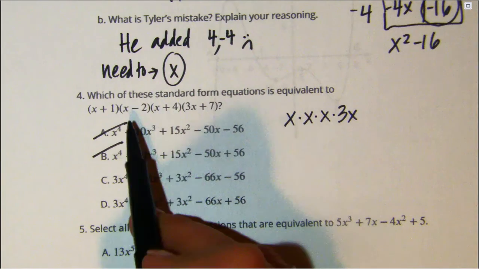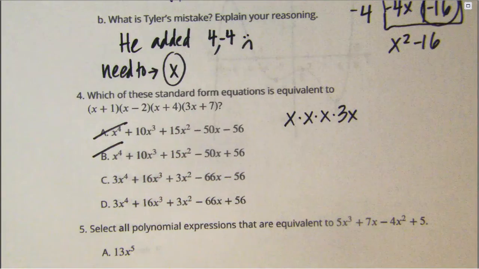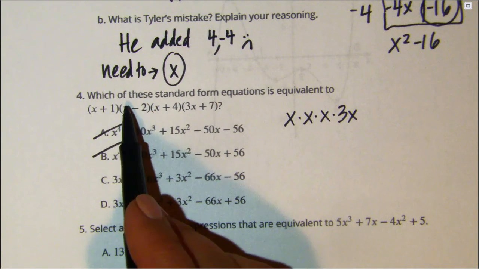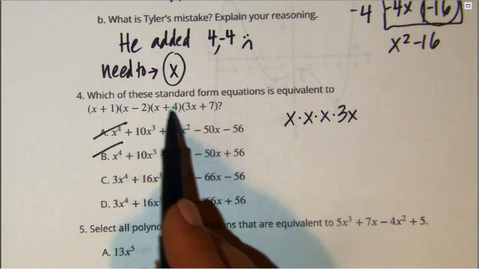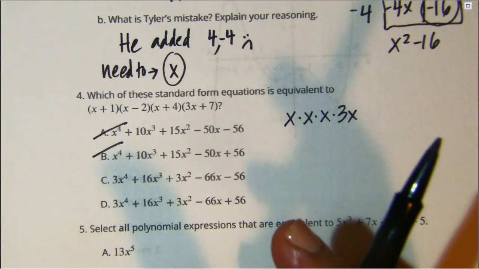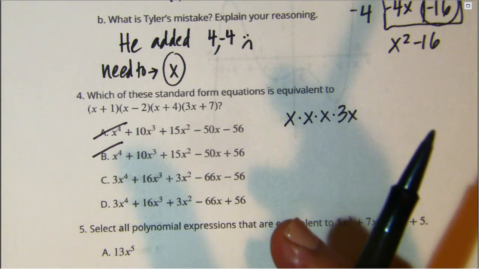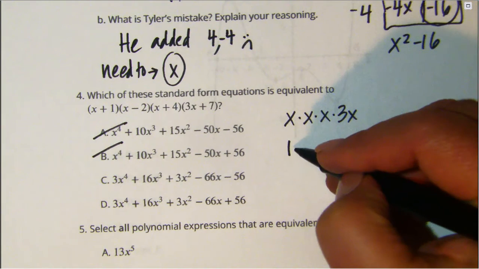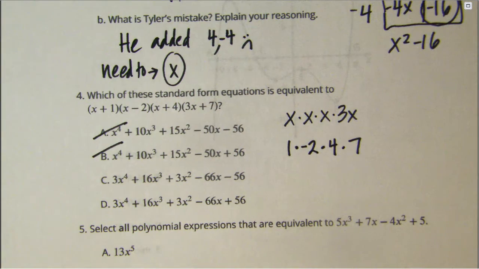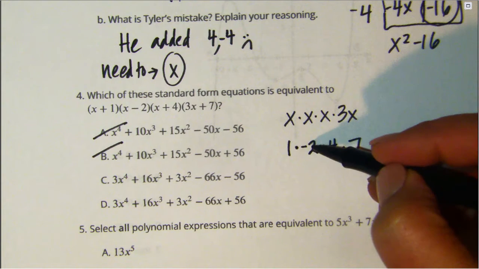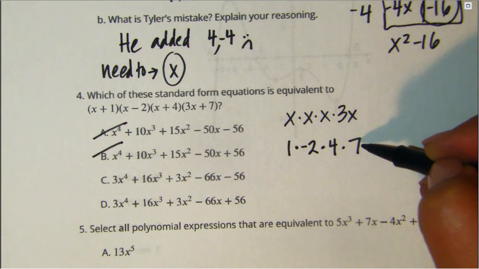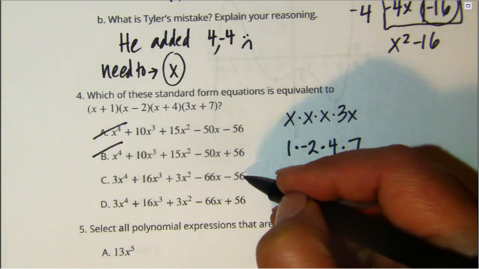So these can't be right. It's got to be one of these with 3x to the fourth. And then I could do the whole thing out, but in the end, I know this times this is going to happen, and then that answer is going to get multiplied by that, and that answer is going to get multiplied by that. Now, I know there are terms in the middle, but I'm just trying to be efficient here. I'm just going to look at the constant. So this is going to be 1 times negative 2 times 4 times 7. Negative 2 times 4 is negative 8. Negative 8 times 7 is negative 56. So it has to be this one.